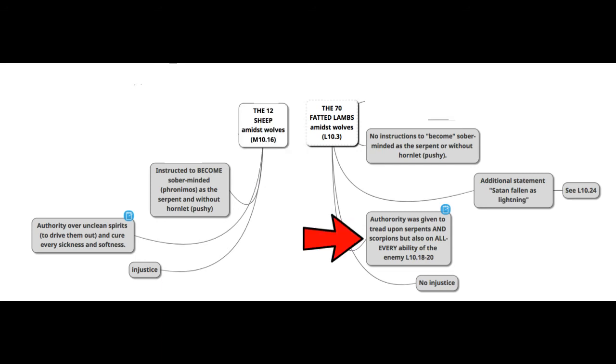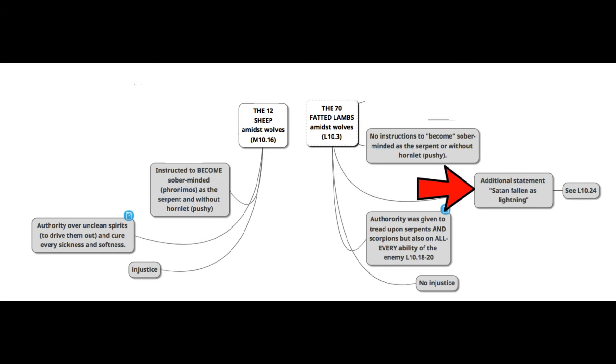Now, the 70 are not instructed to become anything. And where Jesus instructs the 12 to become sober-minded as the serpent, Jesus gives the 70 authority to tread upon serpents and scorpions, but also on all, every ability of the enemy. Luke chapter 10, verse 19, where in verse 18 is the unique statement also that he makes to the 70, I beheld Satan having fallen as lightning out of the heaven, which accords with the unveiling of the lawless one, the son of the whole away loosening.